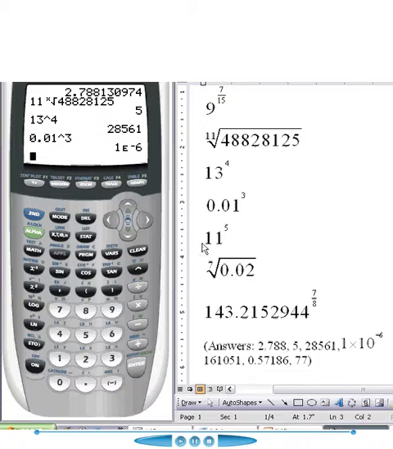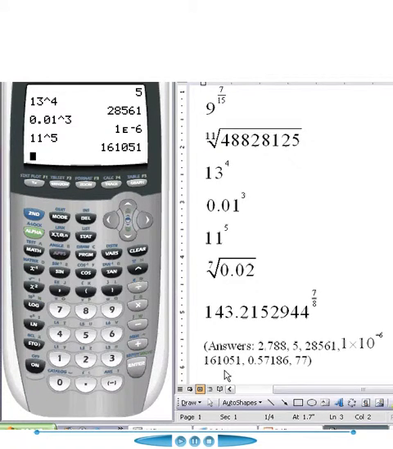Let's go to the next problem. Looks straightforward, 11 raised to the 5th power, and it is straightforward. We very quickly get our next answer.